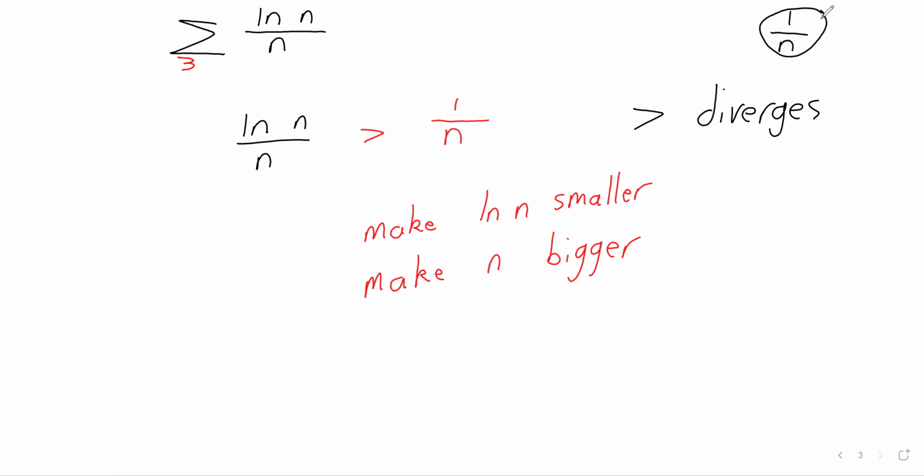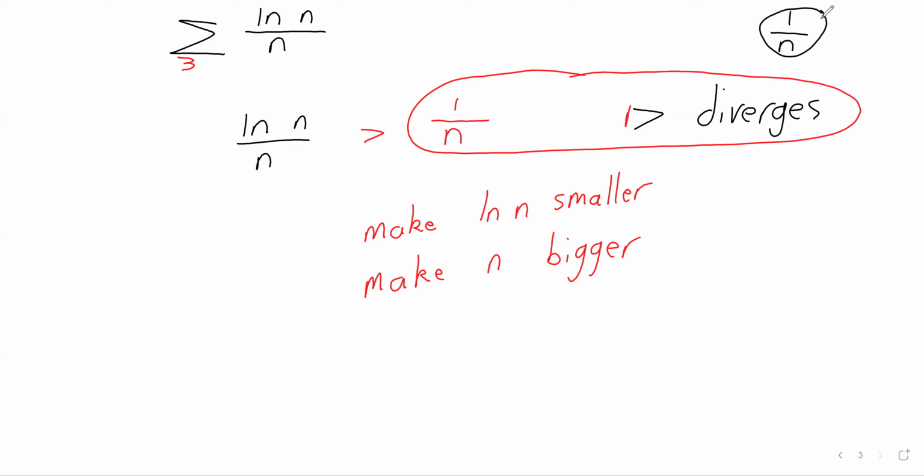1 over n is harmonic. 1 over n diverges. So we have exactly what we need. This is bigger than something that is infinite. It's bigger than infinity. Bigger than infinity means you're infinite yourself.